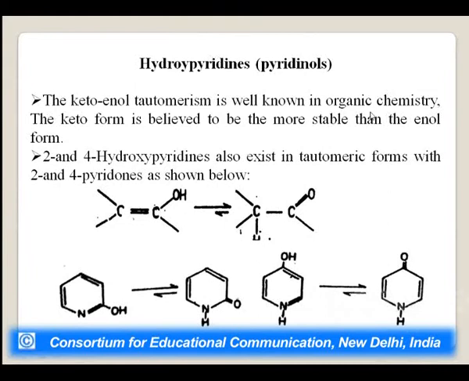Next derivatives of pyridines are hydroxypyridines, that is, when a hydroxyl group is attached to the pyridine, or we can say pyridinols. Keto-enol tautomerism is well known in organic chemistry. The keto form is believed to be more stable than the enol form. The 2- and 4-hydroxypyridines also exist in tautomeric forms with the 2- and 4-pyridones as shown. You can see this kind of tautomerism in organic chemistry, and in enols, or we can say pyridinols, you can see how the tautomerism is present. This is the enolic group and this is the ketonic group, in position number 2 and position number 4.